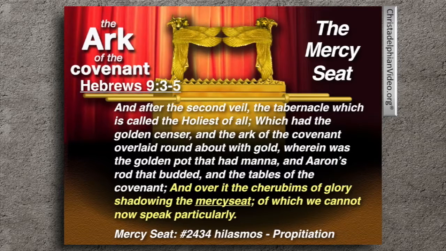Come, if you would, turn in your Bibles to Hebrews chapter 9 and verse 3. We have here the picture that Paul draws upon. It's picking up on this language of the cherubim. Because, of course, the cherubim is a symbolic creature that has meaning. We read in Hebrews chapter 9 and verse 3, after the second veil, so the first veil would bring you into the holy place, the second veil is the holiest of all, the most holy, which had the golden censer, the ark of the covenant, overlaid round about with gold, wherein was the golden pot that had manna, and Aaron's rod that budded, the tables of the covenant, and over it the cherubims of glory, shadowing the mercy seat, of which we now cannot speak particularly.